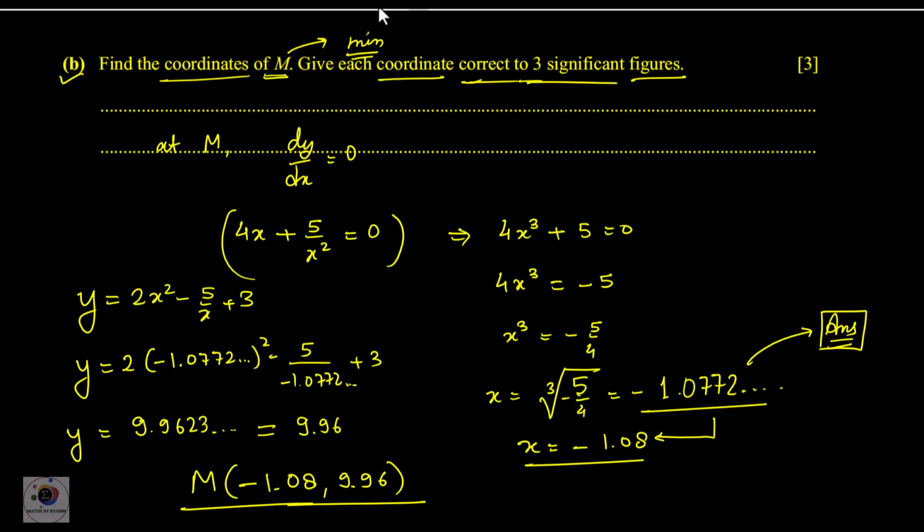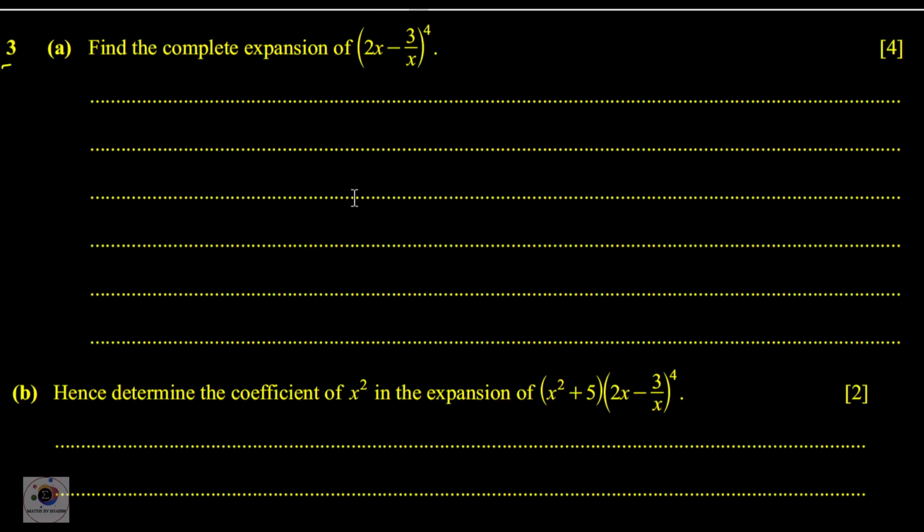I hope that's clear. Let's discuss the next part. And here is question number 3, part A: find the complete expansion of (2x minus 3x) to the power 4.